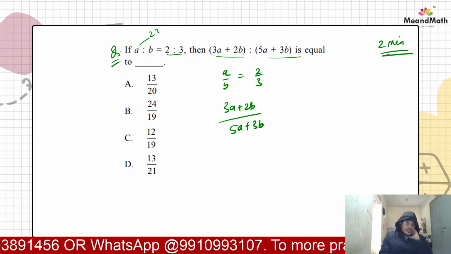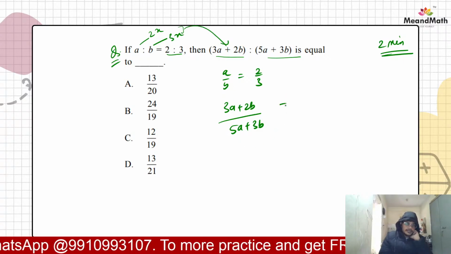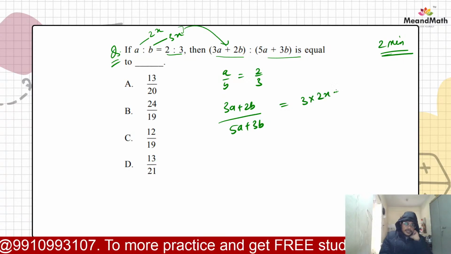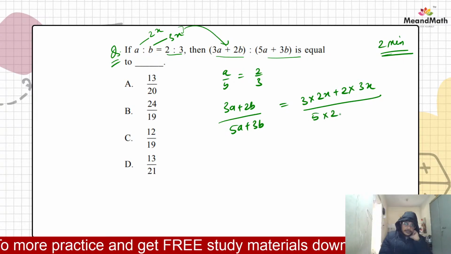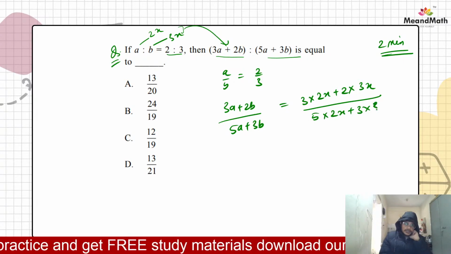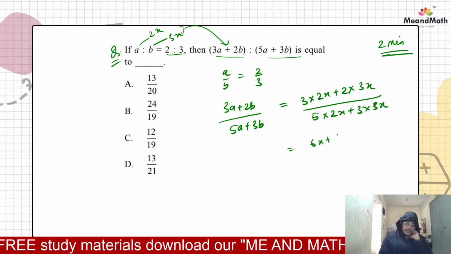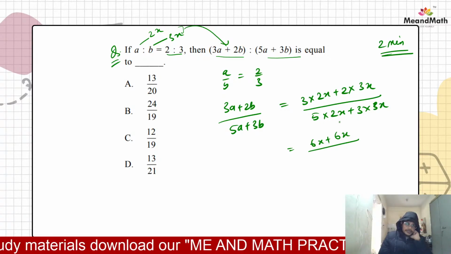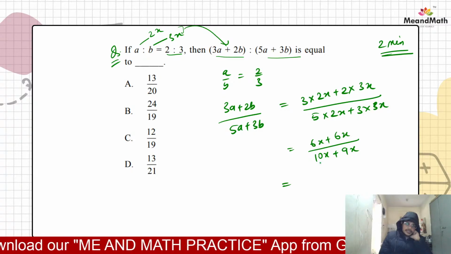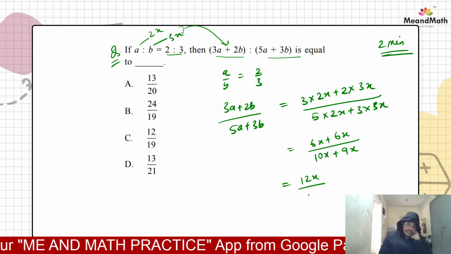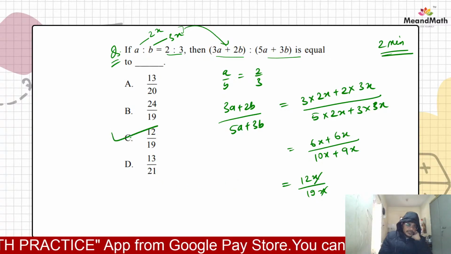Let A be 2x, then B would be equal to 3x. Put this value here. That is 3 into 2x plus 2 into 3x over 5 into 2x plus 3 into 3x. That is 3 into 2 is 6x plus 2 into 3 is 6x over 5 into 2 is 10x plus 3 into 3 is 9x. That is 12x over 19x. x and x cancel out, so the answer should be 12 over 19.